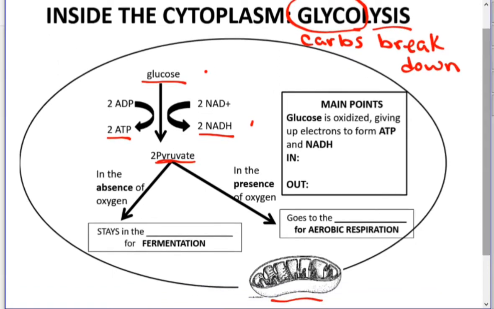Now, there are two things that can happen at this point. If there's no oxygen, cells that are able can do a process called fermentation in the cytoplasm. Okay, your muscle cells can do that. Other parts of our body cannot. That is Thursday's lesson. Okay, but this is what we're going to focus on today, in the presence of oxygen. So you can outline this arrow. When we have oxygen, it's going to go to what organelle? The mitochondria. Okay, where we are going to do aerobic respiration.